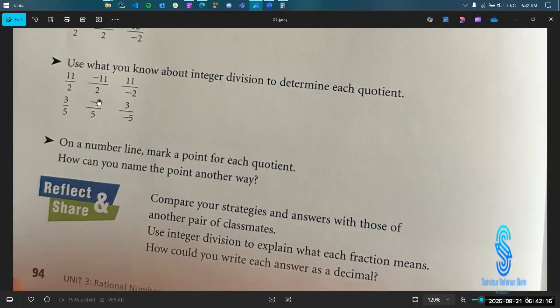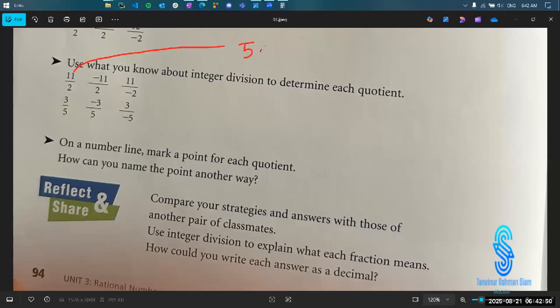So here we have another set of examples. Here they have said to use what you know about integer division to determine each quotient. They have provided some tasks and we need to solve them. So see how we will solve it. First of all, this particular set: 11 divided by 2. What will we get? 11 divided by 2 is 5.5.